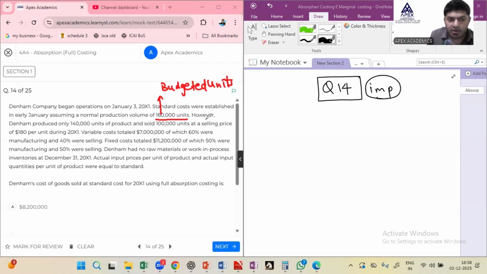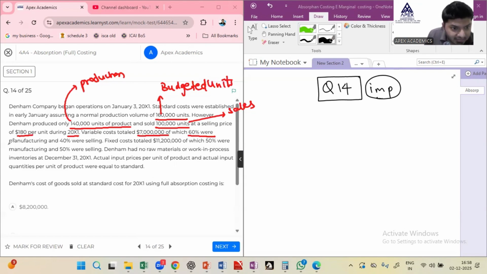Next, however, Denham produced only 1,40,000 units of the product. This is your production. And it sold 1 lakh units. So what is 1 lakh unit? This is nothing but sales. And the selling price was 180 per unit during 2001. Variable costs have totaled 70 lakhs, out of which 60% are manufacturing and 40% are selling.